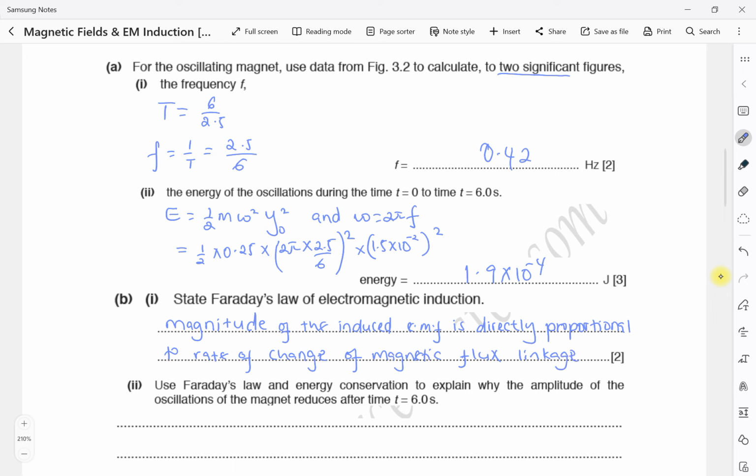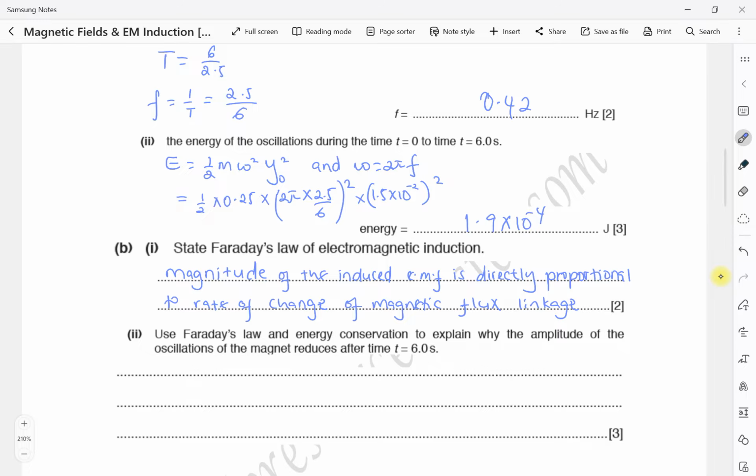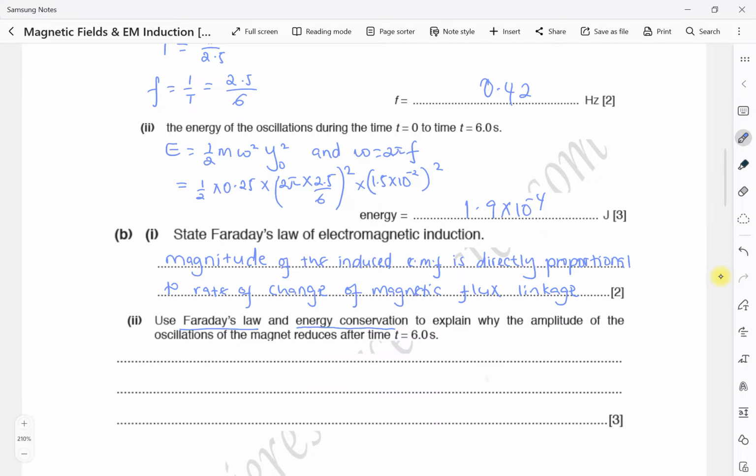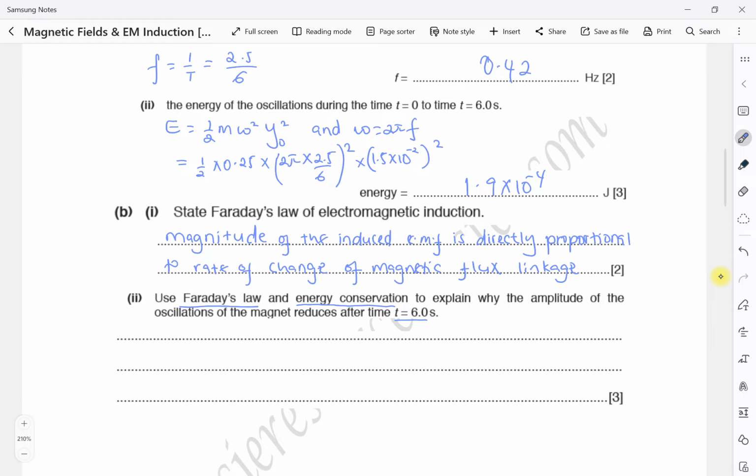So many times I want to avoid restating these laws, but because I need to refer to them when answering the other parts of the question, that's why I restate them sometimes where it is inevitable. Because I knew I was going to use Faraday's law, I had to repeat this, even though we have already stated the law early on. The magnitude of the induced EMF is directly proportional to the rate of change of magnetic flux linkage. So use Faraday's law and energy conservation to explain why the amplitude of the oscillations of the magnet reduces after time t equals 6.0 seconds.